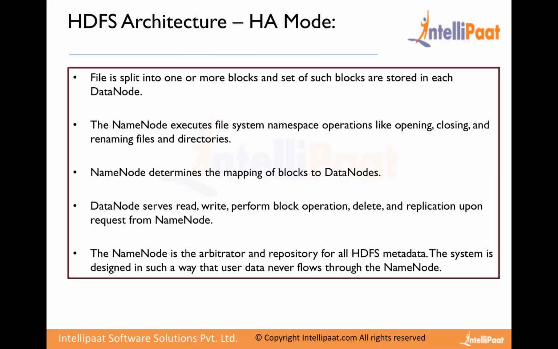Where the file has to be written, and on which data node the file has to be written, is all determined by your name node. The name node is the arbitrator and the repository of all HDFS metadata. The system is designed in such a way that the user data never flows through the name node. So the name node only manages the meta information. The actual data flow and the actual read-write operation is undertaken by the data node.